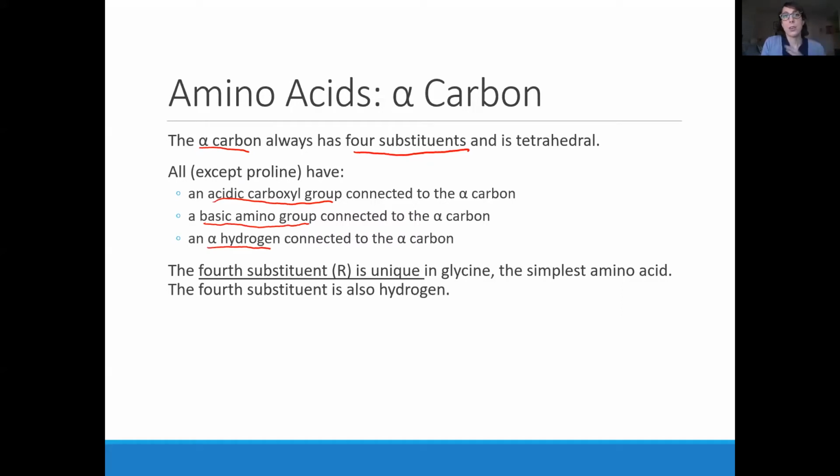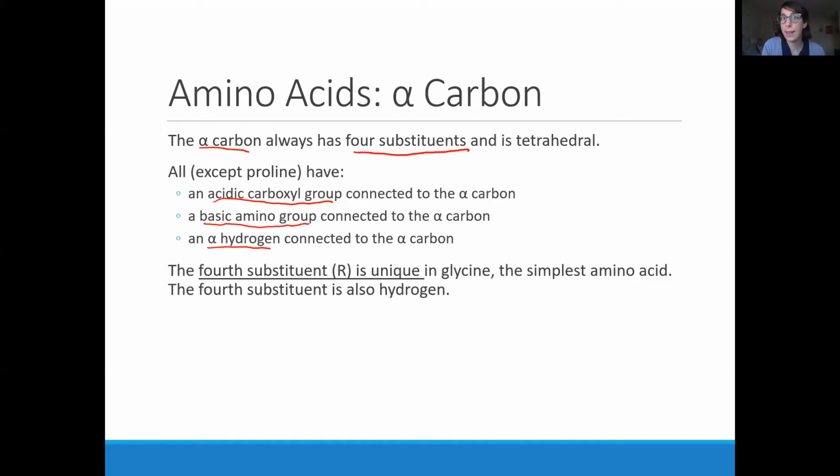These 3 things are all the same in the amino acids. The 4th group is a unique group, and we call it the R group, R just to represent that it is a variable group, a different group. It is unique to each of the 20 amino acids.